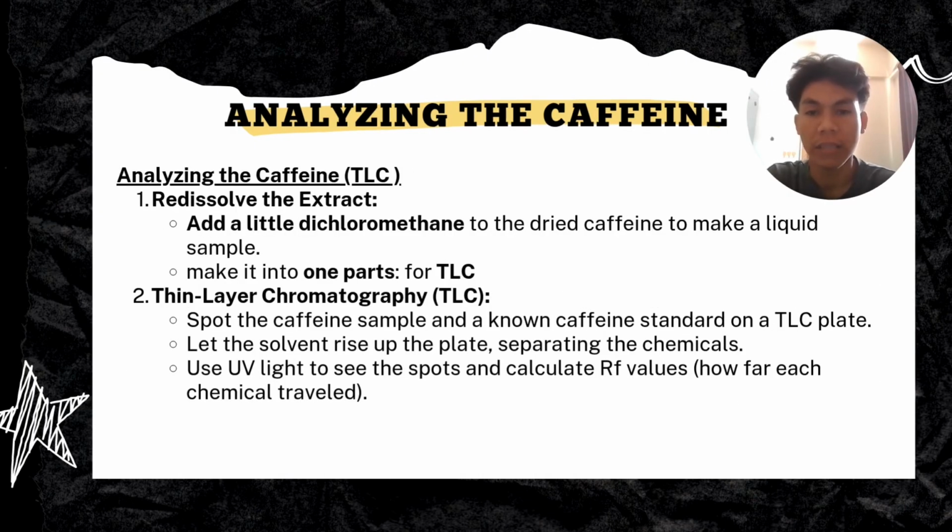Next part is analyzing the caffeine. First, you need to redissolve the extract. Add a little dichloromethane to the dried caffeine to make a liquid sample, and make it into one part for TLC. For TLC, you need to spot the caffeine sample and a non-caffeine standard on a TLC plate. Let the solvent rise up the plate, separating chemicals. And next, you need to use the UV light to see the spots and calculate RF values to see how far each chemical travels.